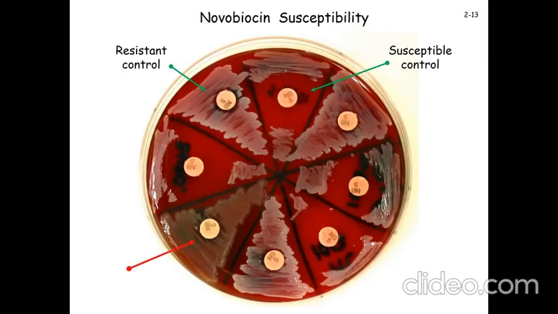So in looking at this plate, we have our resistant control up in the top left, and you can see there is no real zone of inhibition around there. Compare that to the susceptible control, where we have a very thick zone of inhibition. Now, bottom left, what do you think of that one? I think somebody screwed up, if you want my opinion.